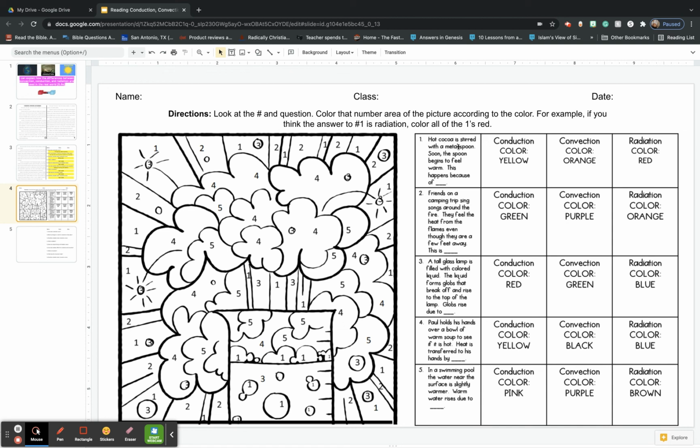So, number 1 says hot cocoa is stirred with a metal spoon. Soon, the spoon begins to feel warm. This happens because of. So, if I got a hot pan, okay?